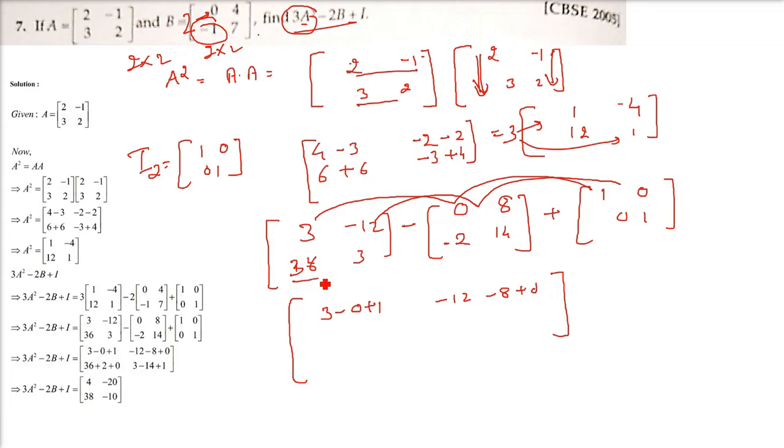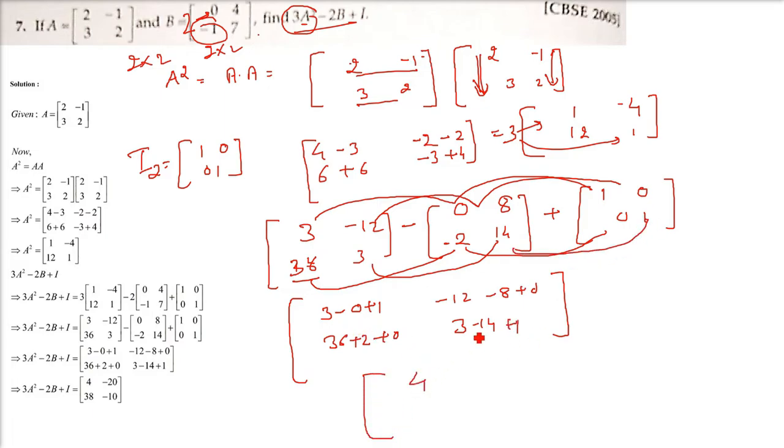36 minus 1 minus 2, that is 36 plus 2. And this plus 0. 3 minus 14 plus 1. Okay, so 3 plus 1 is 4, minus 12 minus 8 minus 20. This is 38, this is minus 10 because it is 4 minus 14 minus 10. So this will be the final answer.